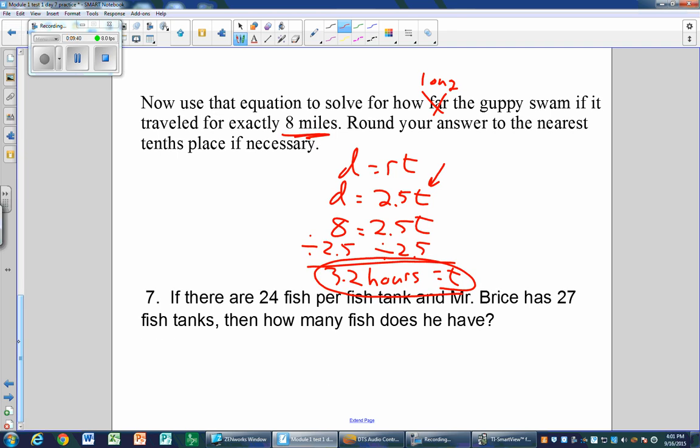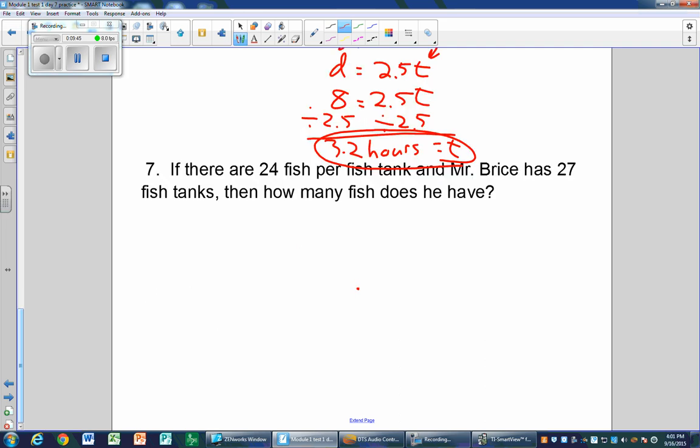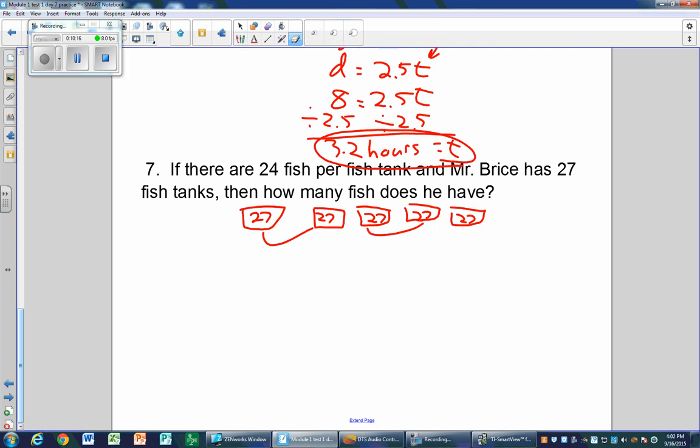Question number 7. If there are 24 fish per fish tank, and Mr. Bryce has 27 fish tanks, then how many fish does he have? 24 fish per fish tank. There's 1 tank, there's 2 tanks, there's 3 tanks, there's 4 tanks. Wow, that's going to take a long time. There's 5 tanks. There must be an easier way to do it. Oh yeah, 27 and 27 is 54. There still must be an easier way to do it. Think.